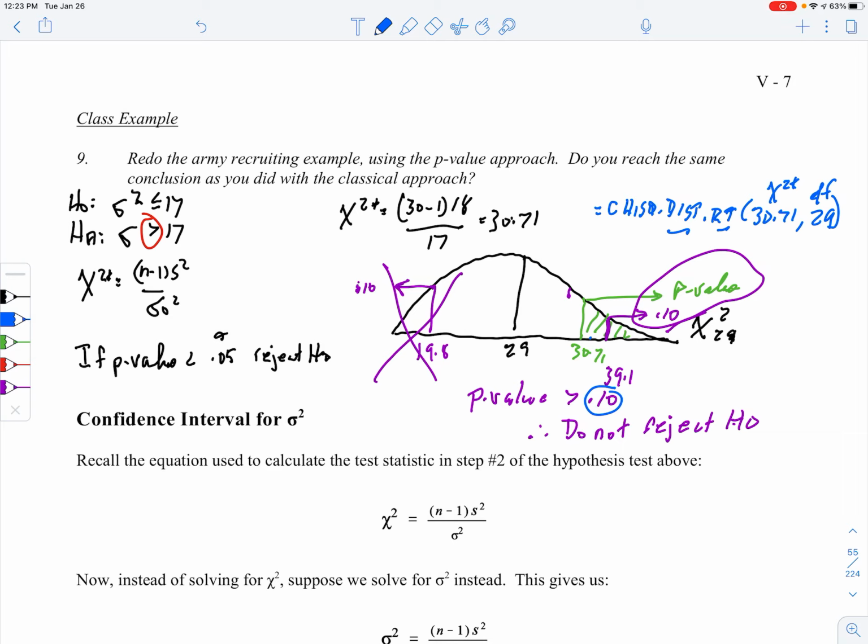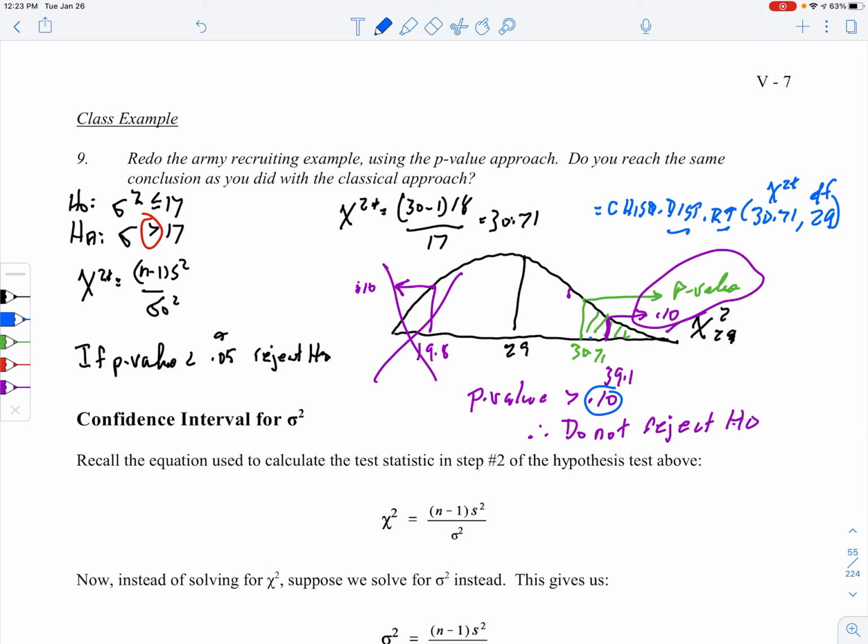So we've taken a look at the chi-square distribution, and we've looked at how to do a hypothesis test for sigma squared or sigma, and we looked at it as both a classical approach and a p-value approach. So the last piece that we want to look at here is how do you do a confidence interval for sigma squared or for sigma, same kind of animal here.